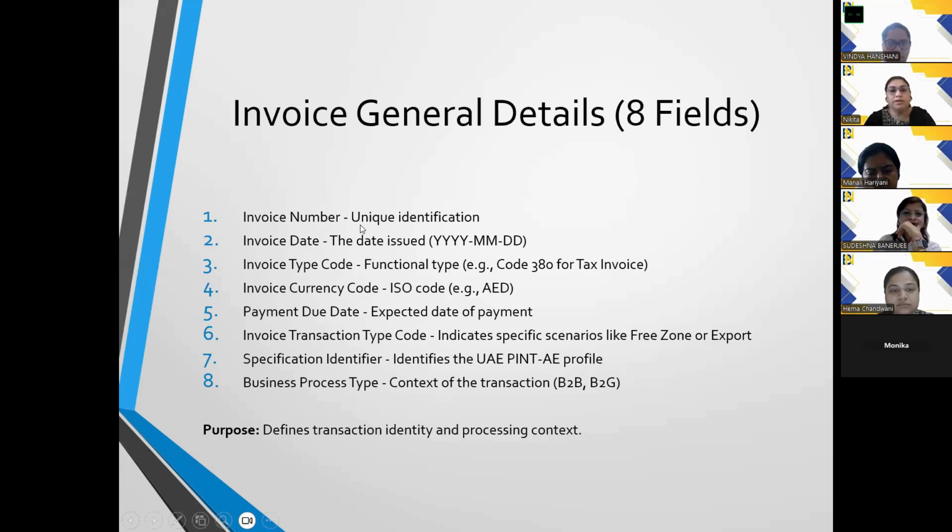In invoice general details, we have the invoice number, a unique identification number, the invoice date, and the invoice type code, which is 380 for the tax invoice. Invoice currency code, whether it is AED, USD, Euro, whatever the currency is, we have to mention on top of the invoice. Payment due date is also required. Invoice transaction type code: whether it is for free zone, export, a standard invoice, or a deemed invoice, that tax transaction type is required to be mentioned here.